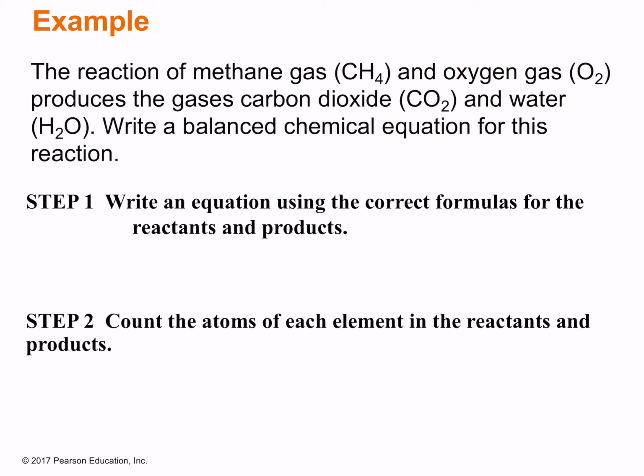It says the reaction of methane, which is CH4, and oxygen gas produces carbon dioxide and water. This is a hydrocarbon, and it says that it's reacting with O2 to produce carbon dioxide and water. This is a combustion reaction. This is how they'll show up. It says, write an equation using the correct formulas for the reactants and the products. So it says the reaction of methane gas.